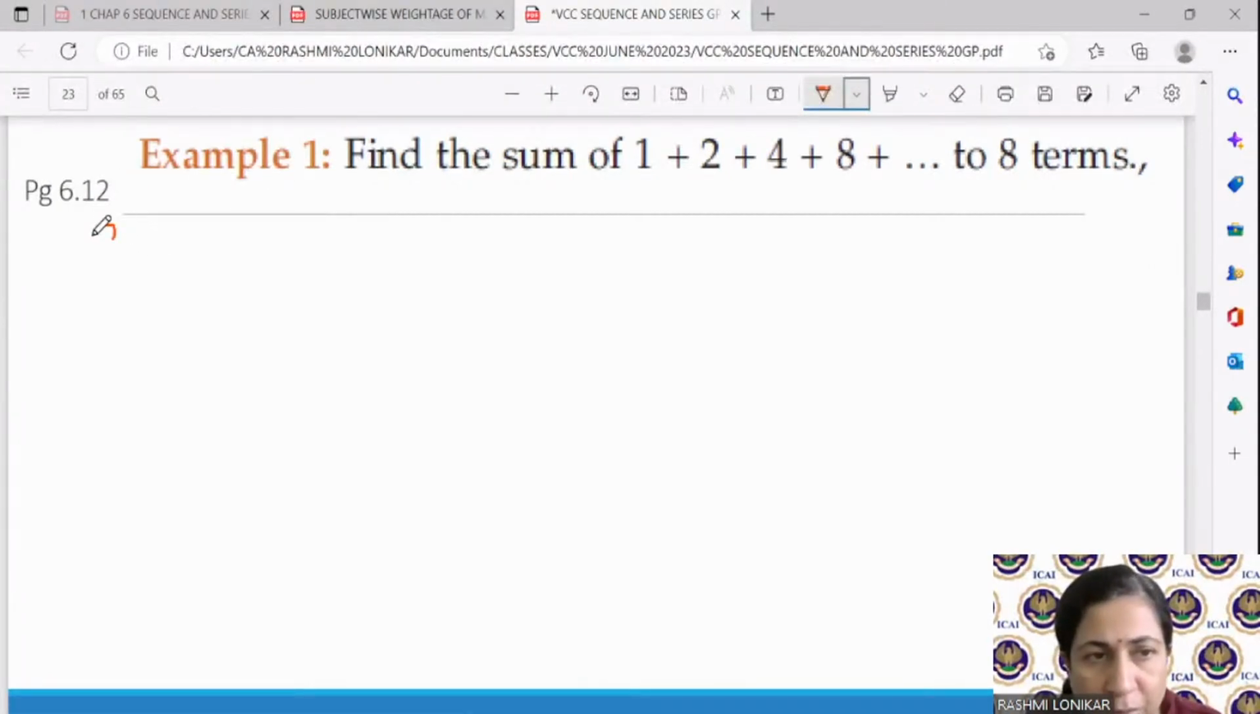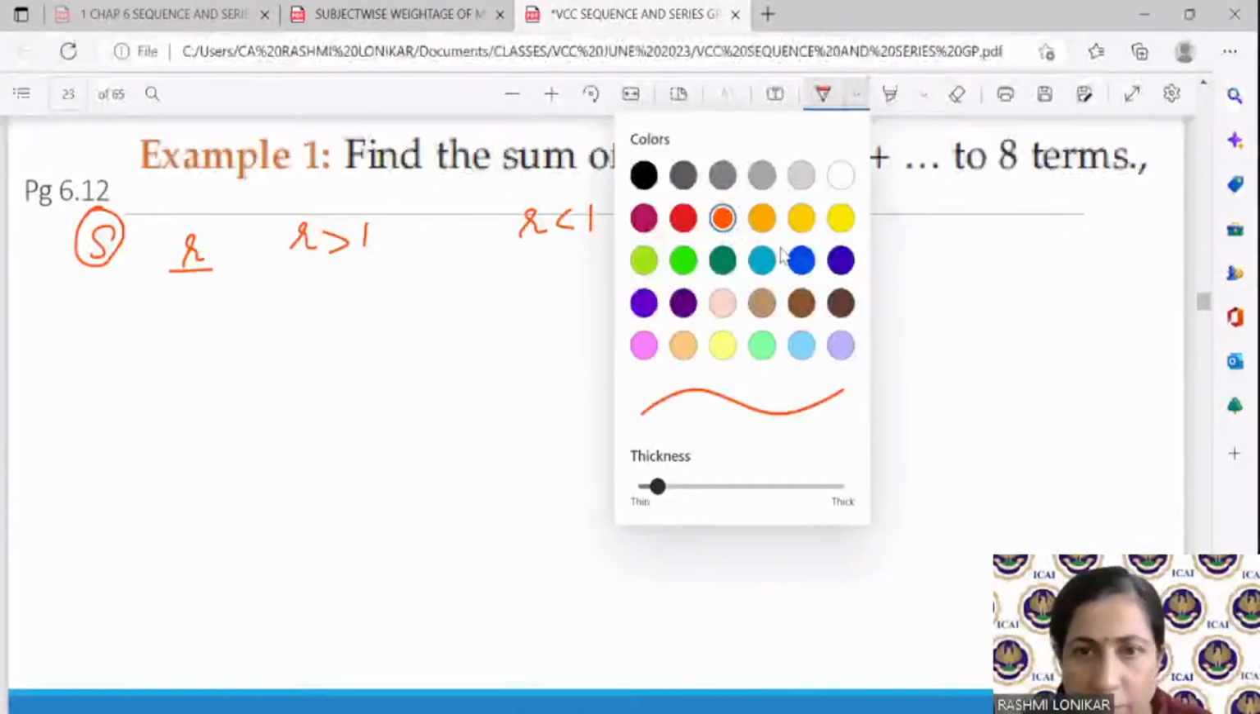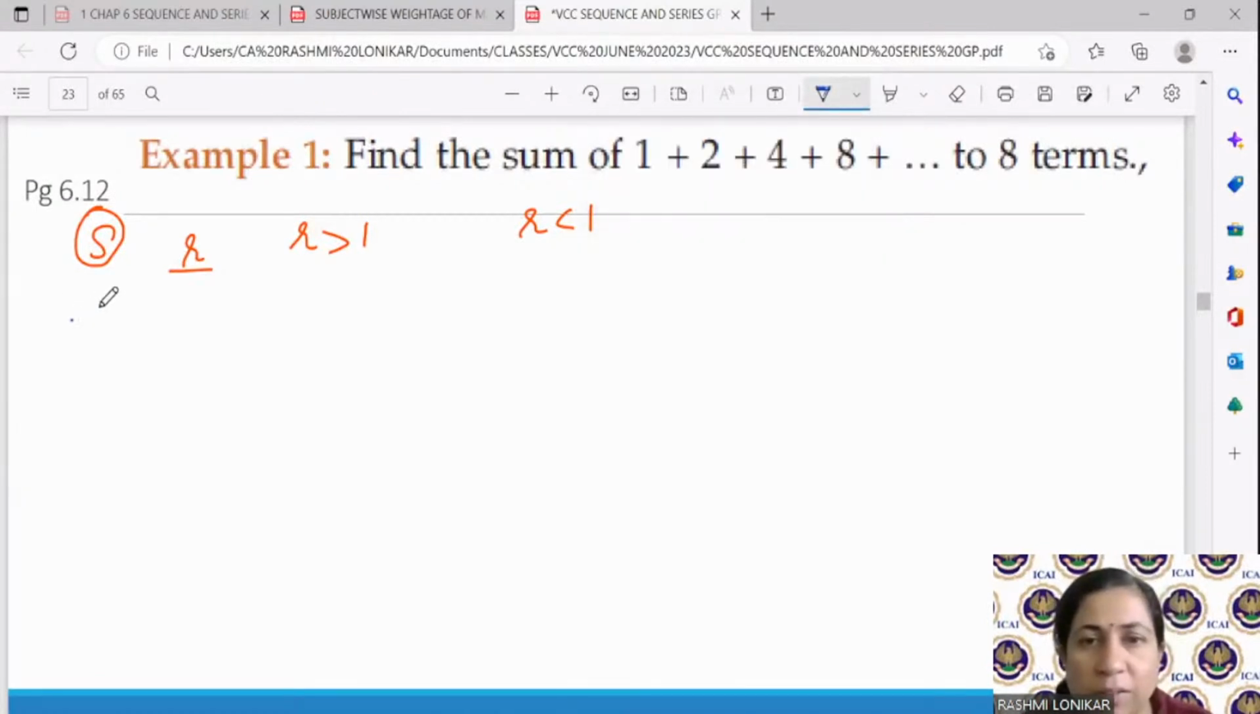Now the sum of the series. When I need to find the sum, first I have to find R. Because if R is greater than 1, I have a different formula. If R is less than 1, I have a different formula. So first, the sum of a series of a GP is this.